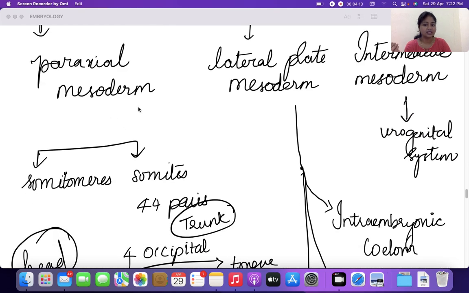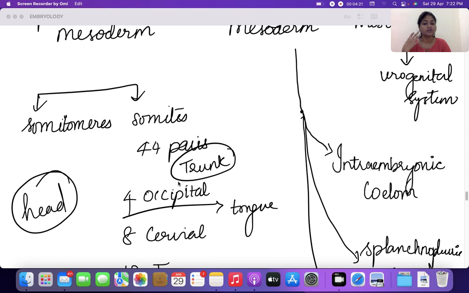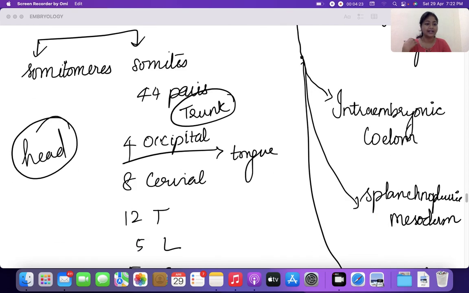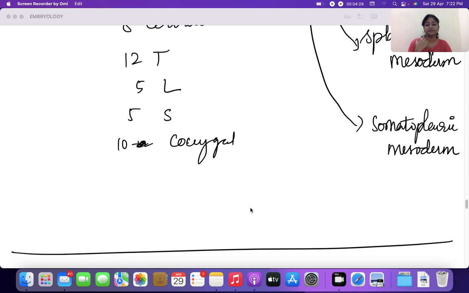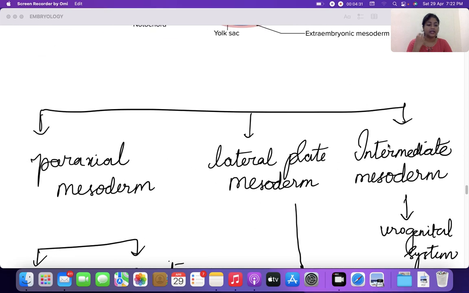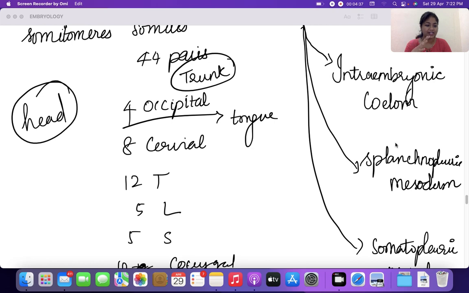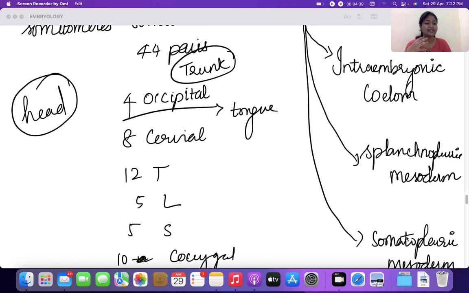So this paraxial mesoderm will differentiate into somitomeres and somites. Somitomeres are near the head region and give rise to the muscles of the face, neck and head. Somites are 44 pairs and they are related with the trunk except the occipital one. The occipital one will give rise to the tongue. Intermediate mesoderm will give rise to the urogenital system and the lateral plate mesoderm will give rise to splanchnopleuric mesoderm, somatopleuric mesoderm and the intraembryonic coelom.